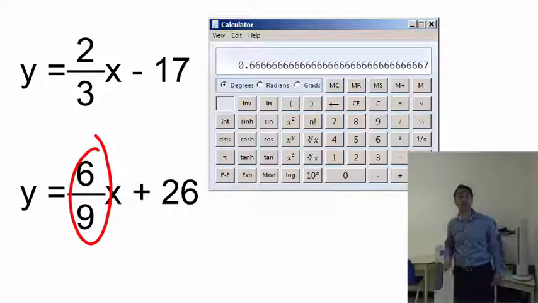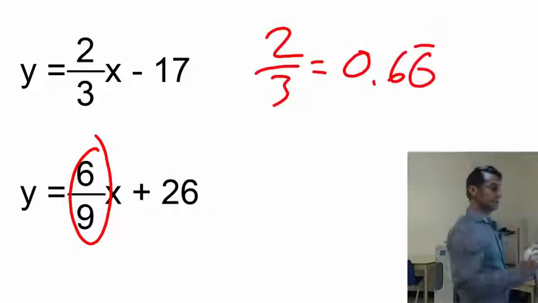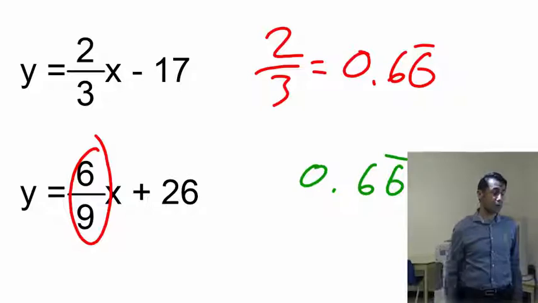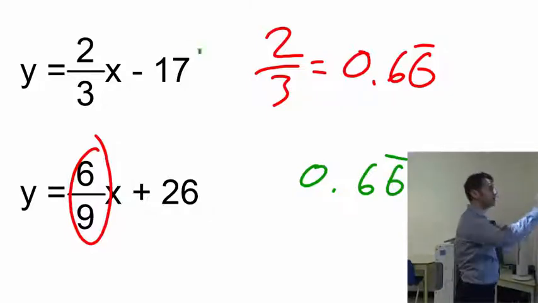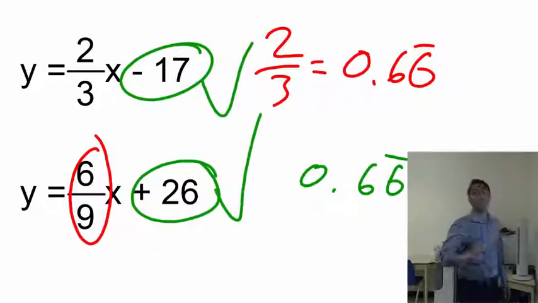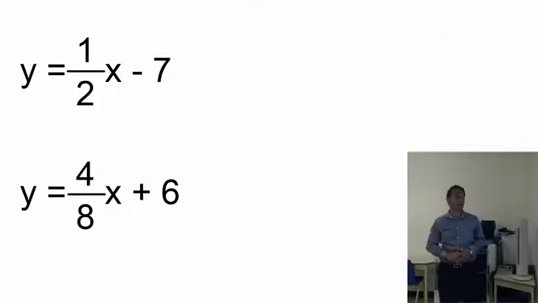That's also 0.666, meaning 0.66, that 6 goes on. Although the fractions seem different, they are the same. The numbers, the results are the same. Therefore, I'm going to call these parallel lines. Please pay attention to that: as long as the slopes are the same.